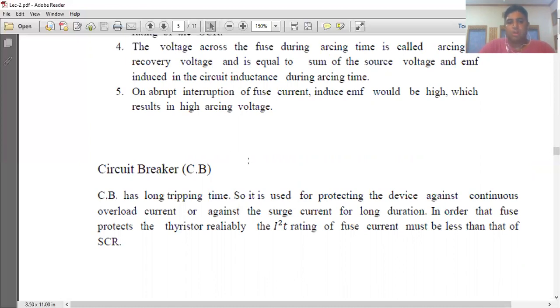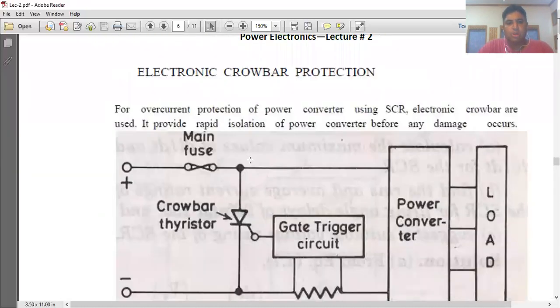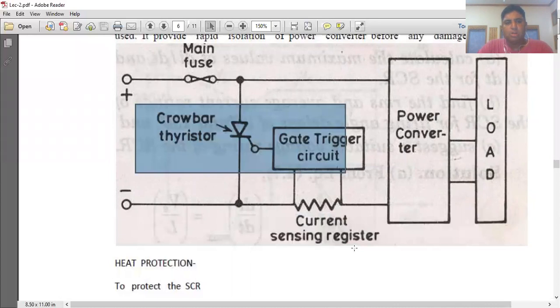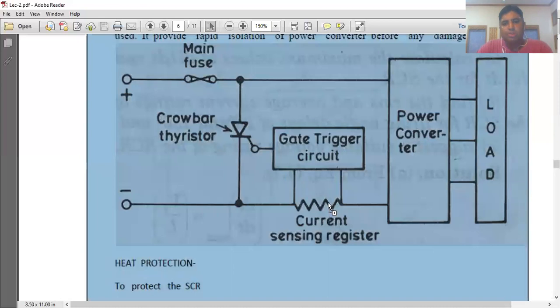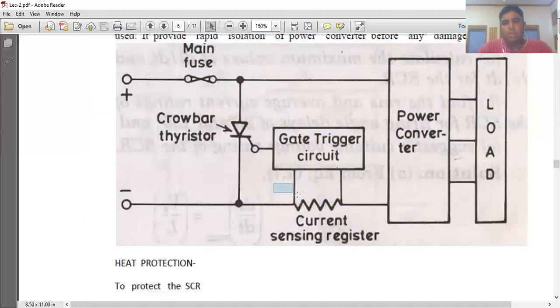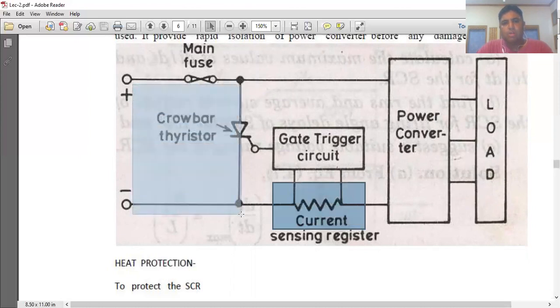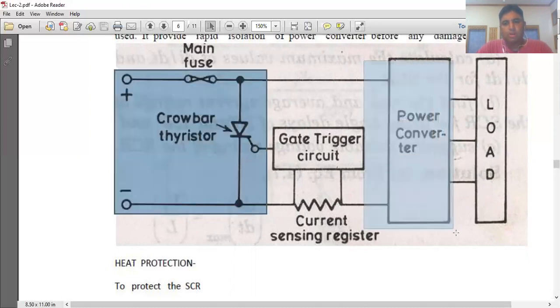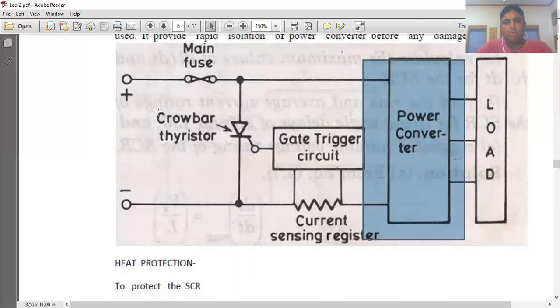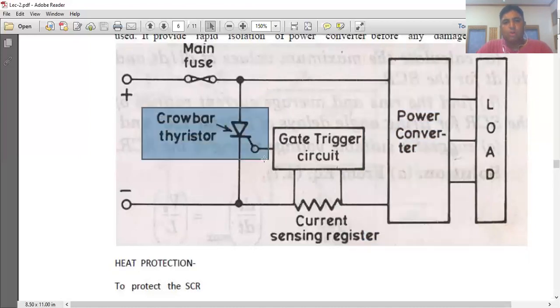So circuit breaker is one of the methods for overcurrent protection, and the second one is this crowbar thyristor. This crowbar thyristor is basically a safety mechanism for power converters. In this diagram, you can see that this crowbar thyristor has its gate connected to this surge current resistor. So as soon as some overcurrent passes through, this thyristor turns on. Supply comes through this crowbar thyristor, and this converter is cut off from the power. So this crowbar thyristor is a safety mechanism against overcurrent.